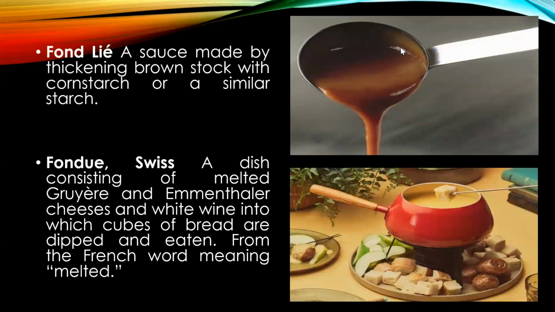Fondue, the famous Swiss preparation. Fondue, a French word meaning melted, is made with melting of two types of cheeses, that is Gruyere and Emmental, to which white wine is added and served in a pot which is kept warm and served with cubes of bread which are dipped, using a fondue fork, and enjoyed.